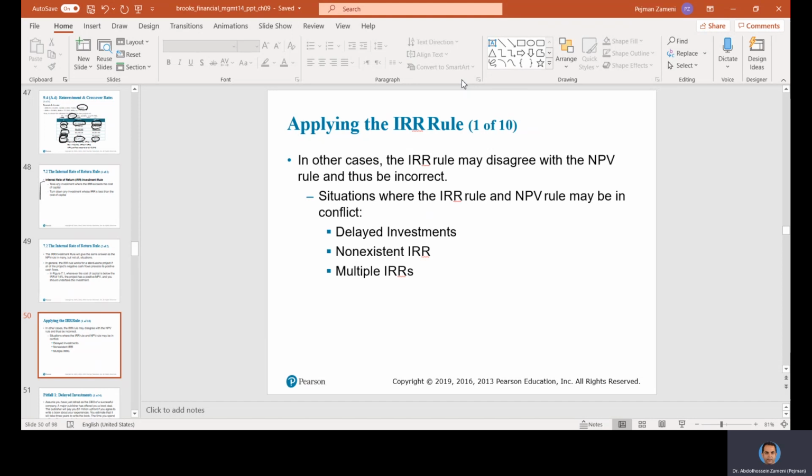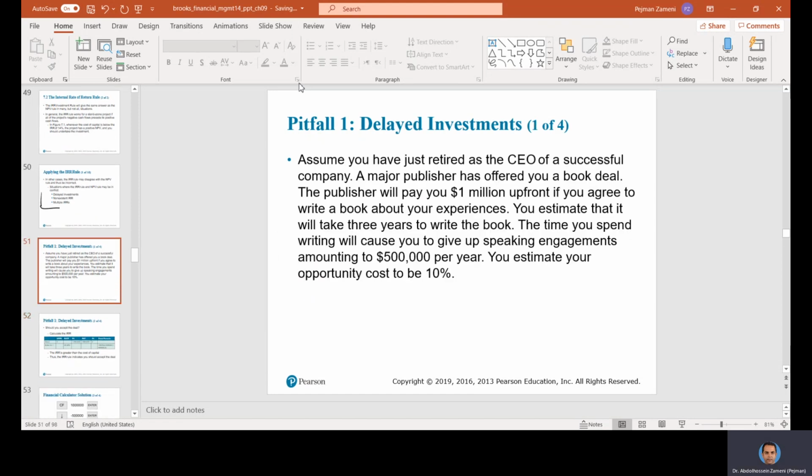Okay, applying the IRR rule. In other cases, the IRR rule may disagree with the net present value rule and thus be incorrect. Situations where the IRR rule and the NPV rule may be in conflict: delayed investment, non-existent IRR, and multiple IRRs. Let's see an example. Delayed investment. What does this mean?